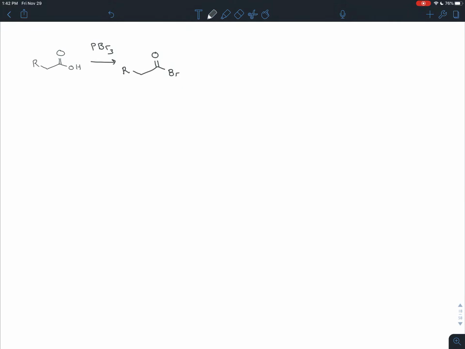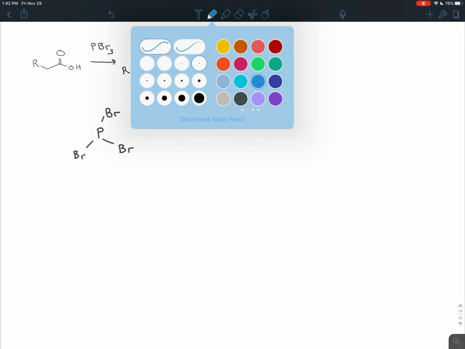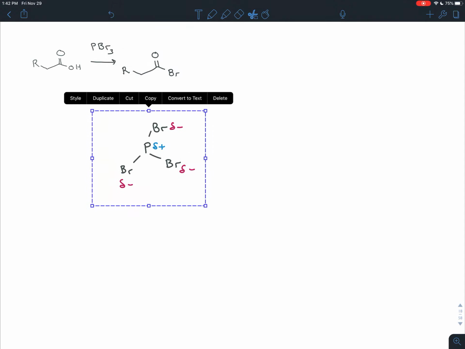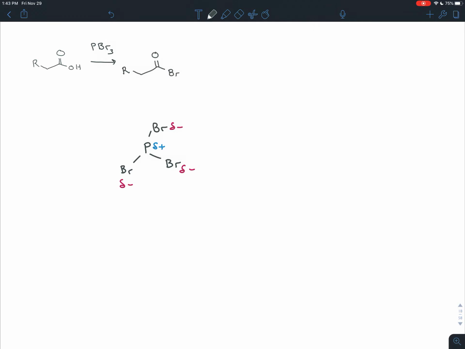Okay, so phosphorus tribromide. Phosphorus is less electronegative than each of these bromines, and so it loses electron density to them. Each of the bromines becomes slightly negative. They steal the electrons for themselves, and the phosphorus becomes slightly positive. In other words, the phosphorus becomes a decent electrophile. At the same time, you have your carboxylic acid. And the oxygens in your carboxylic acid are slightly negative.